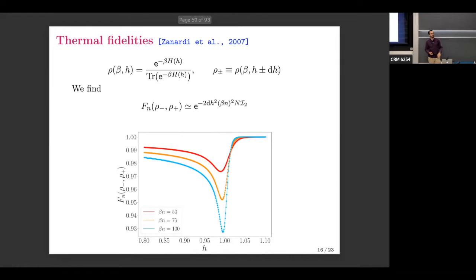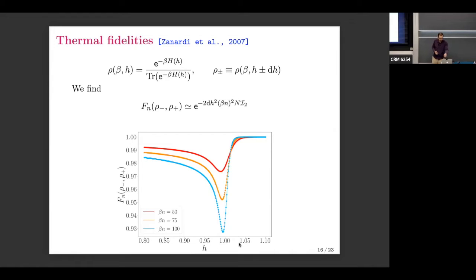So this is the type of plot you get. This is the fidelity as a function of h for different values of beta n. And what you see is that there is, again, a clear drop at h equal 1. This behavior was already known: you can actually detect the quantum phase transition, which is really a purely quantum zero-temperature phenomenon, even at non-zero temperature. This was known, but it is a first good check, let's say.